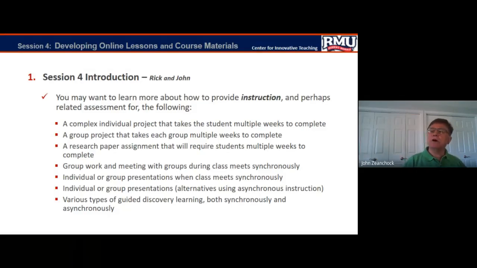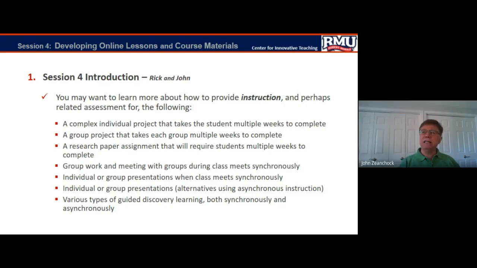So it could be either for small groups or it could be a general thing for faculty across the campus to enter into, like you're doing for these, but targeted to a specific topic. And some of these might be, as you can see here, a complex individual project that might take students multiple weeks to complete.